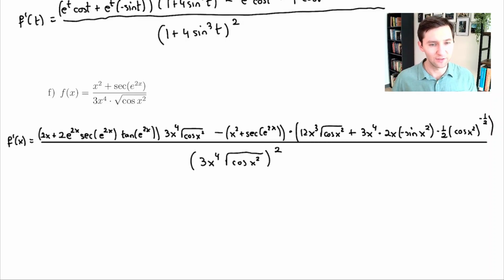If you were able to complete this problem on your own, that means that you understand the product rule, the quotient rule, and the chain rule very well.